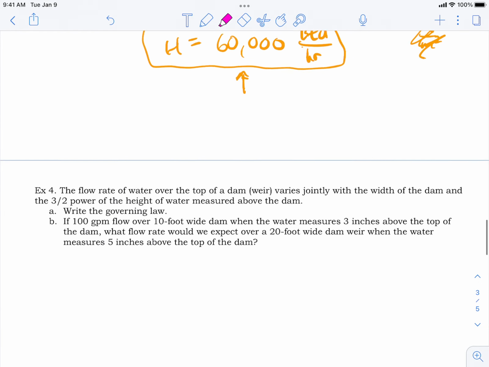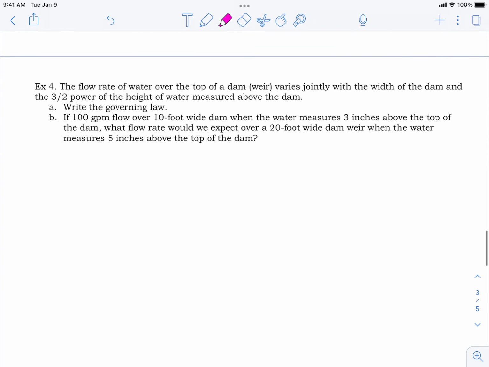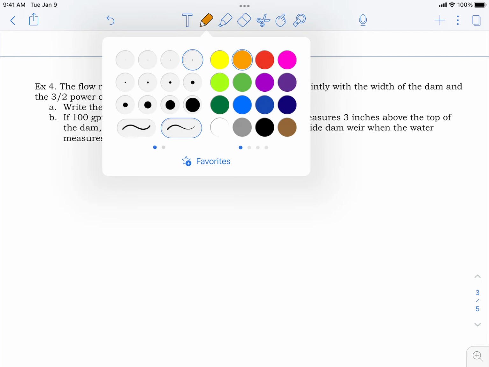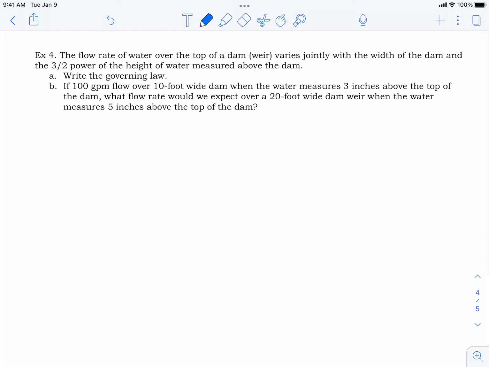Ooh, looks like that's why we have 5 examples, 4 types. We have a second example of a jointly. This is another one of those jointly variations. So this is kind of interesting stuff, really, especially for those of you who might go into civil engineering or anything like that. So there's the flow of water over the top of a dam, which they sometimes call a weir. The flow of water over the top of a dam varies jointly with the width of the dam and, see, that's what I meant by fraction exponents, the 3/2 power of the height of water measured above the dam.